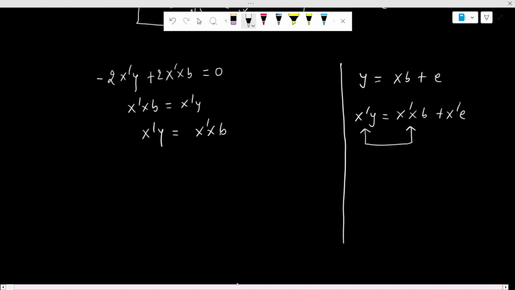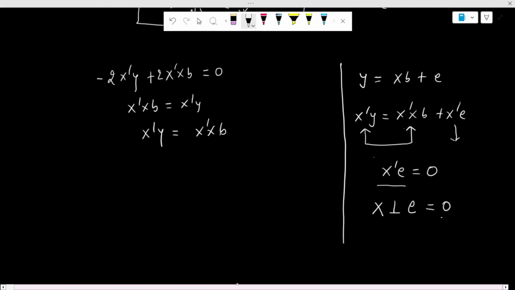So setting the first order derivative to 0 implies that X transpose E should be equal to 0. This automatically becomes 0 because we have set our first order derivative to 0. So setting the first order derivative to 0 is equivalent to setting X transpose E equal to 0. In other words, all the independent variables X and the error term E must be orthogonal.